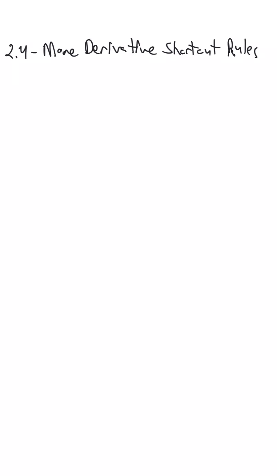Hey folks, today we're going to discuss 2.4, which is just more shortcut rules for derivatives. We took shortcut rules for derivatives in 2.3 on polynomials and rational functions, which are quotients of polynomials. Today we look at shortcut rules for derivatives of trigonometric functions.